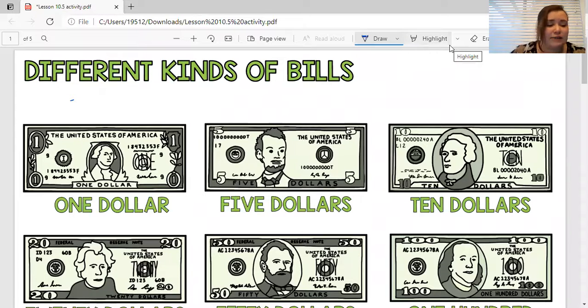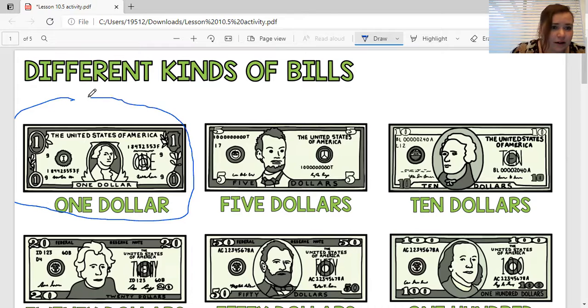Friends, today we're going to start talking about combinations that equal more than $1. Right over here, I'm going to put a circle around it. This is a dollar bill. A dollar bill has the value of $1, but it also has the value of 100 cents.